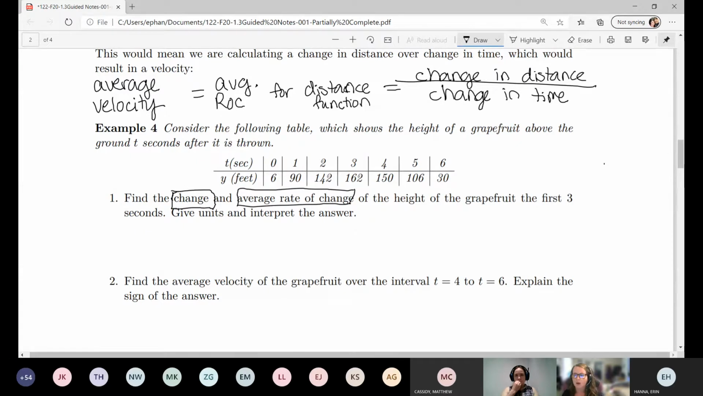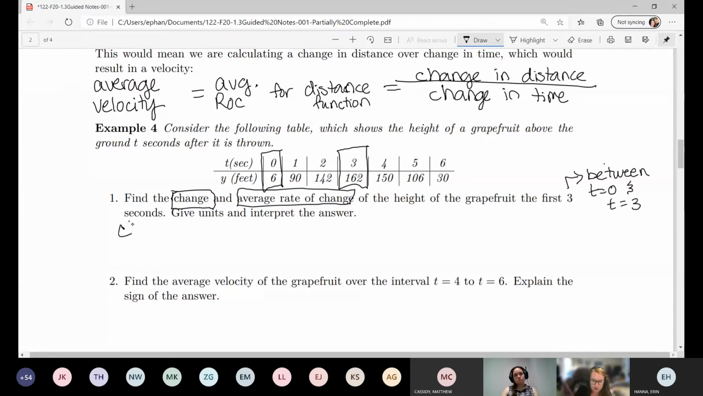So the first 3 seconds is going to tell me I'm looking between t equals 0 and t equals 3. So I'm looking at this data set here. Now, when it says change, that's just literally asking for what is the change in height between those two values? How much did it change in that time?